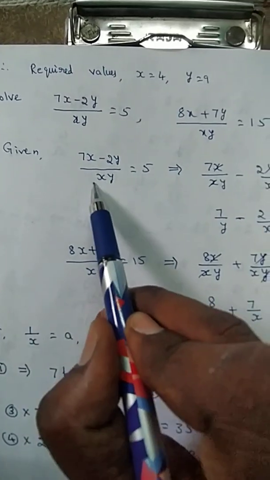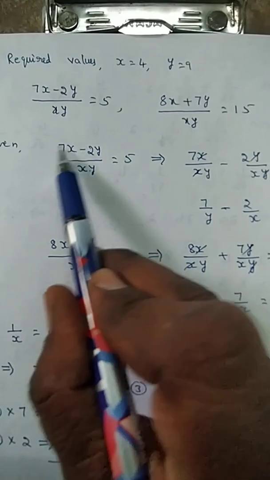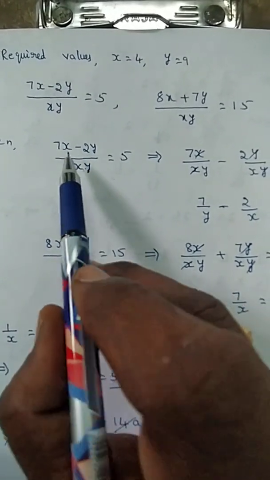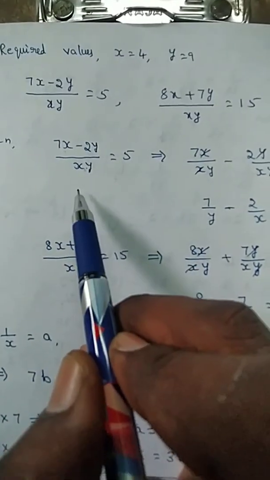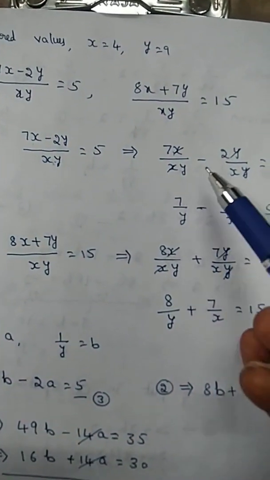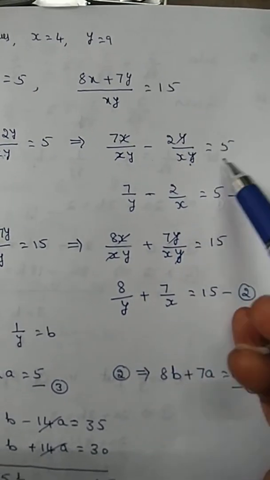Okay, this is the xy. This is the denominator value. The denominator should be, so this is the LCM by observing it. That value should be applicable to both the terms in the numerator part. Means we expand it as 7x/xy − 2y/xy, because we can divide like that. That is equal to 5.